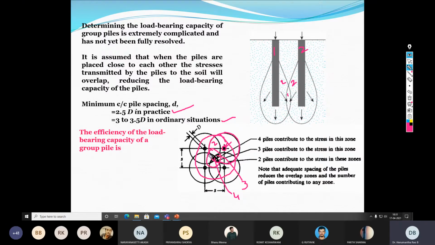Okay, so that is the reason we should avoid the differential settlements. Sir, this means density is decreasing. That is not the reason. Nothing to do with the density. In fact, the soil will be compacted now. See, for example, if you take the zone 4, the load is coming from all the 4 piles. So more stress means more compaction or more densification. More densification means more volume change.